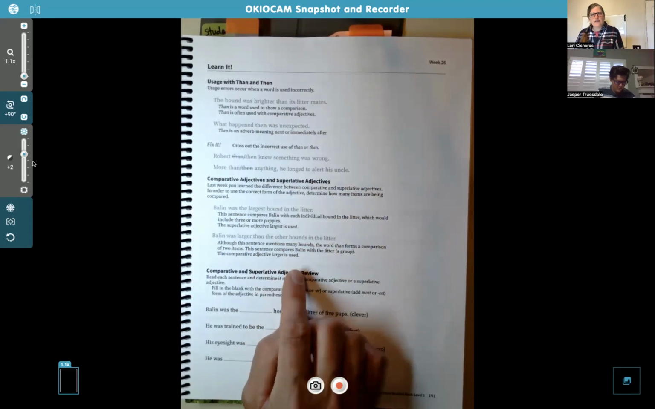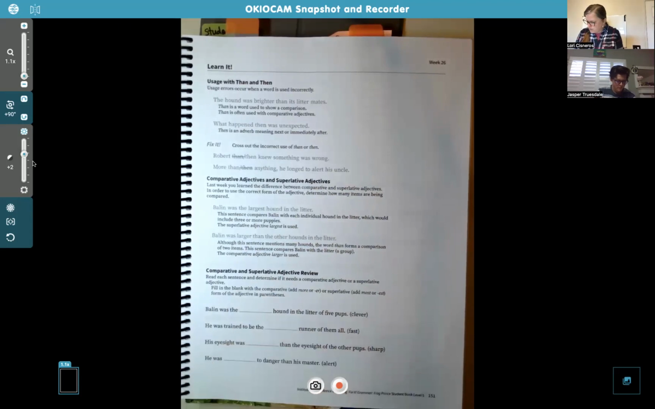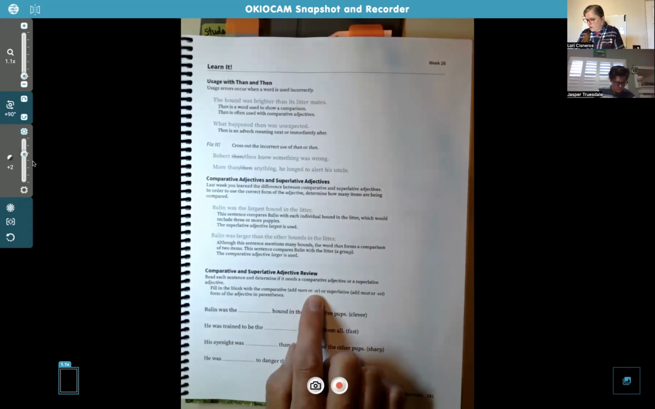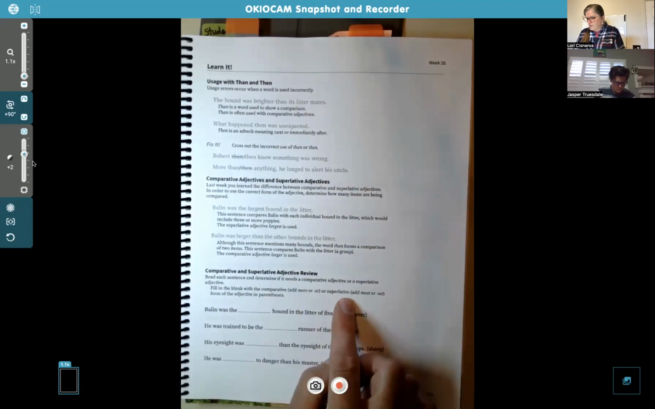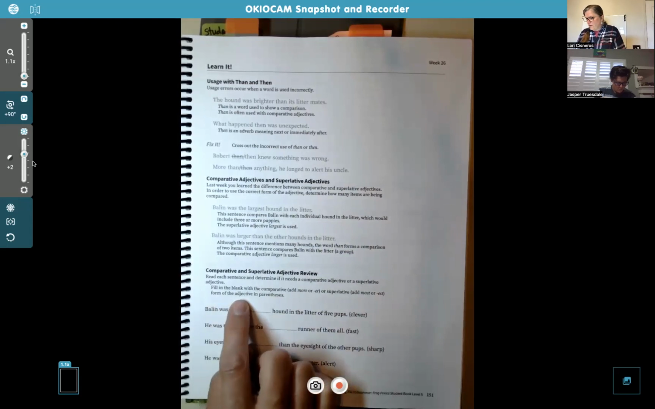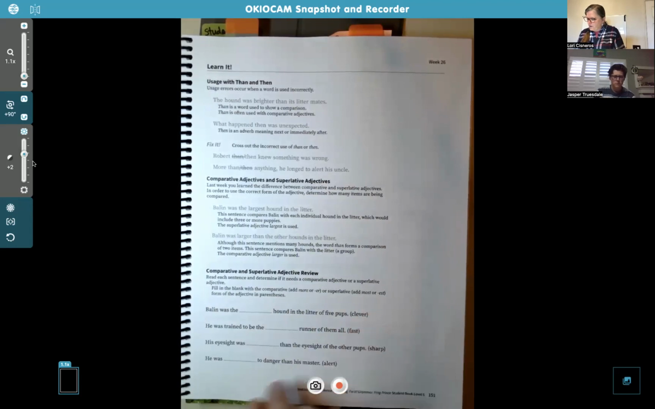Like I said, just how it sounds is the best way to decide which one to use. So this is a review at the bottom here. Read each sentence and determine if it is a comparative adjective or superlative adjective. Fill in the blank. With comparative, for two items, you add more or er, or for superlative, superlot, add most or est form of the adjective in parentheses. So this one, the word is clever.